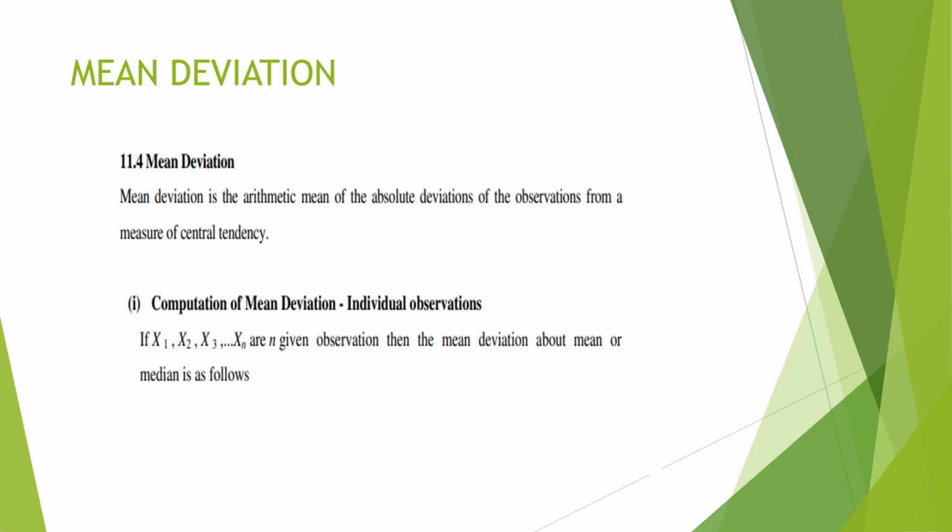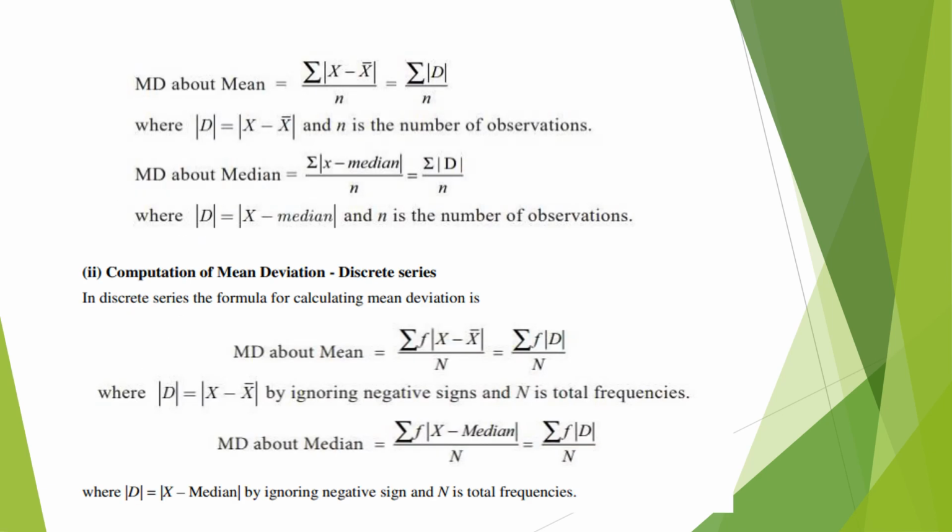Next is the mean deviation. Mean deviation is the arithmetic mean of the absolute deviations of the observations from a measure of central tendency. The formula for individual observations, if we are finding it about the mean, is the summation of |x minus x bar|, where x bar is the mean, upon n, the number of observations, where d means deviation, x minus x mean, and n is the number of observations.